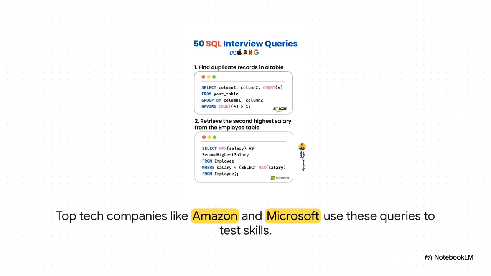And yeah, these are exactly the kinds of puzzles you'll be solving. We're talking big names here, like Amazon and Microsoft. They want to see if you can solve real-world problems. Can you actually find duplicate records to clean up a messy dataset? Can you figure out that classic puzzle of finding the second highest salary? It's not about memorizing definitions. It's about applying what you know.